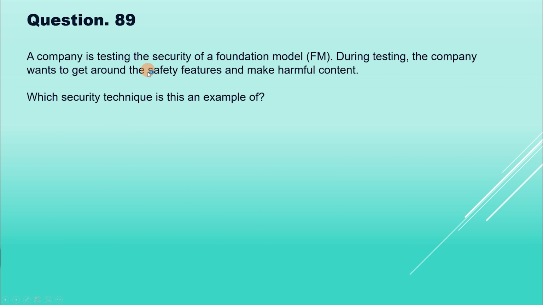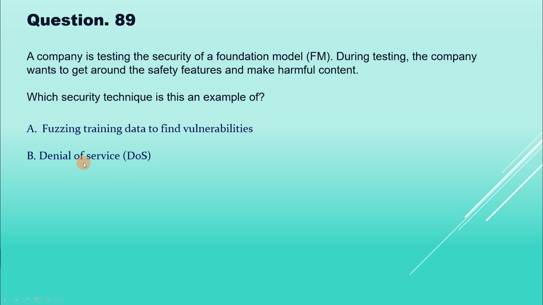And now question number 89. A company is testing the security of a foundation model. During testing, the company wants to get around the safety features and make harmful content. Which security technique is this an example of? Now option A, fuzzing training data to find vulnerabilities. Option B, denial of service. Option C, penetration testing with authorization. Option D, jailbreak.